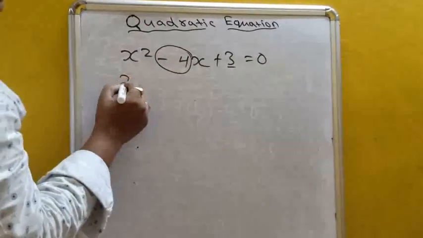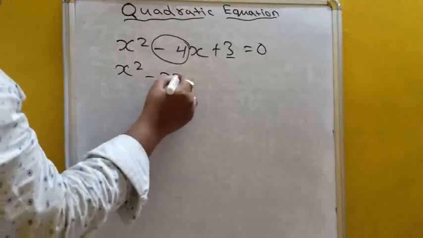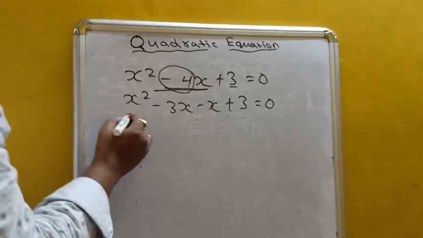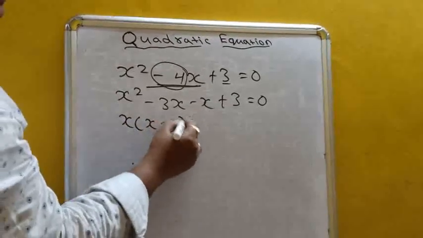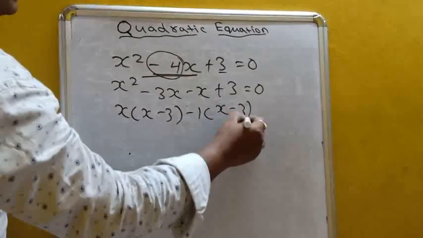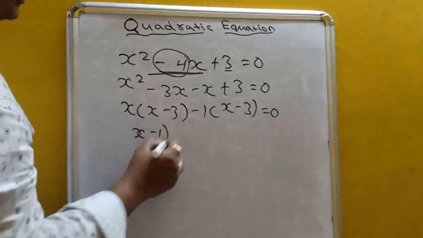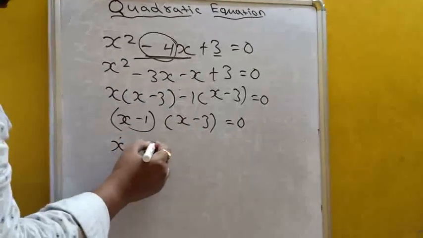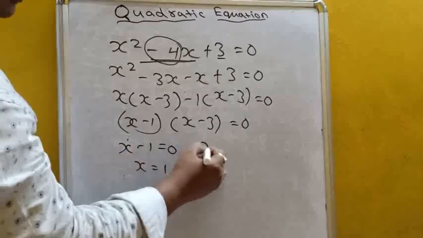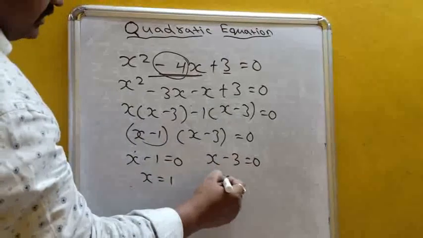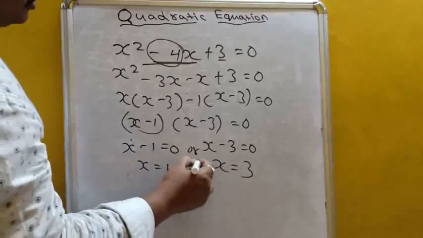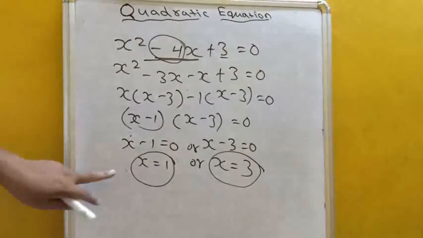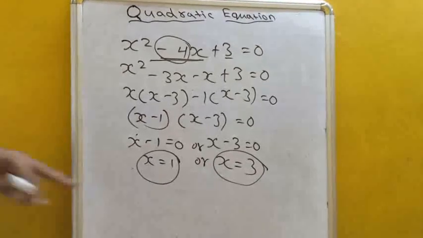Minus 4. So x square, I have written here x square minus 3x minus x plus 3 equals 0. I just split minus 4x. So x taken as the common, x minus 3, minus 1 taken as the common, x minus 3 equals 0. So x minus 1 and x minus 3 equals 0. Can I write x minus 1 equals 0, x equals 1? Or can I write x minus 3 equals 0, x equals 3? You can write here or. So x equals 1, x equals 3 are the roots of this equation or the solutions of this equation. Or you can say the zeros of this equation.